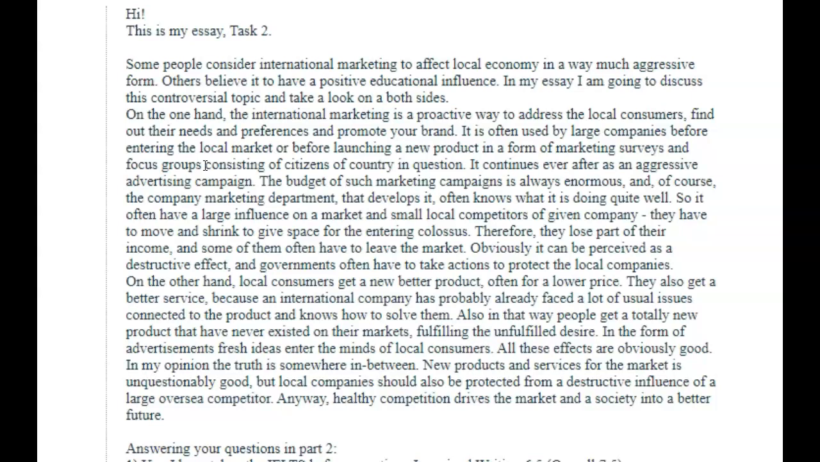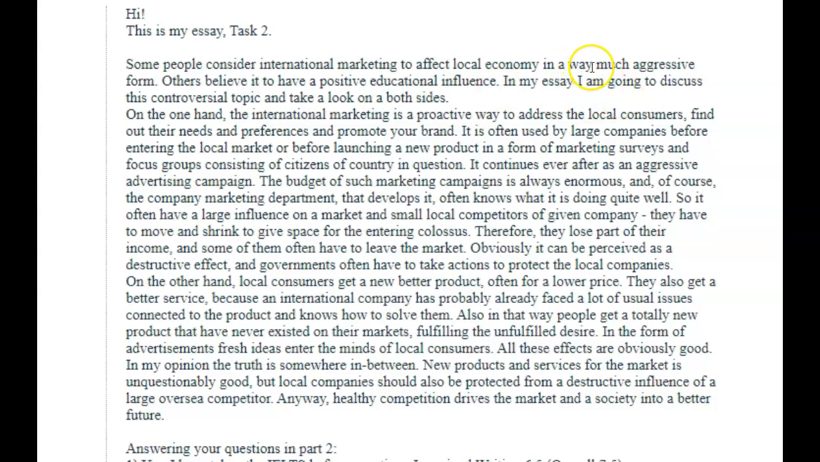Some people consider international marketing to affect local economy in a way much aggressive form. Others believe it to have a positive educational influence. In my essay, I'm going to discuss this controversial topic and take a look at both sides. Okay, so let's say a couple of things about this introduction.